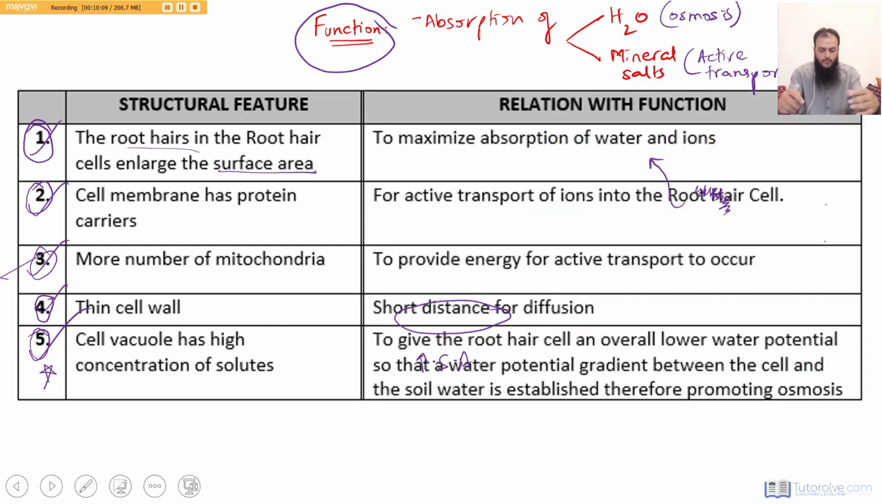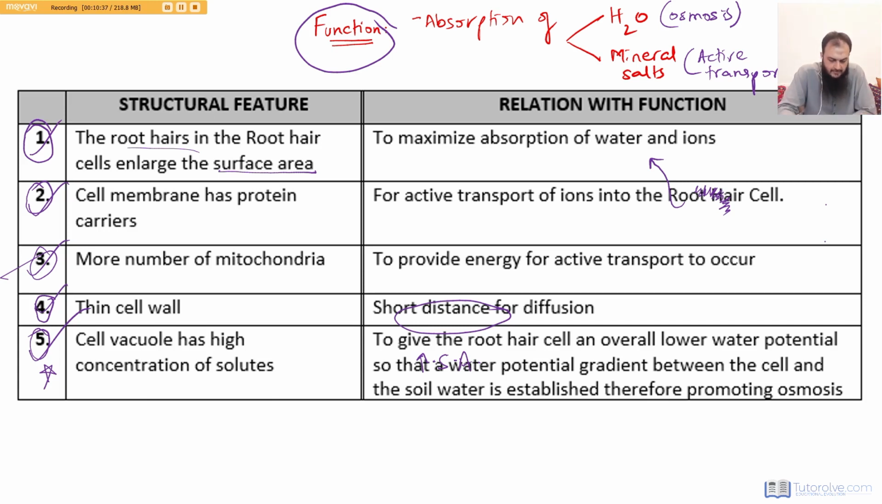Now, the first point, the very fact that the root hair increases the surface area basically maximizes the absorption of water. If the surface area had not been enlarged, the water absorption would not have been that maximized. Again, this is something similar to what we talked about in the red blood cell.